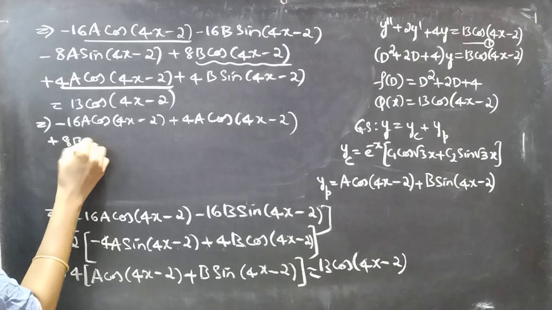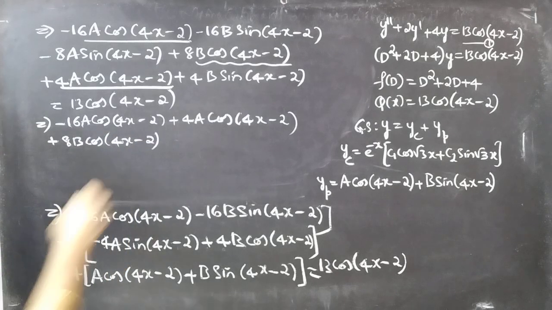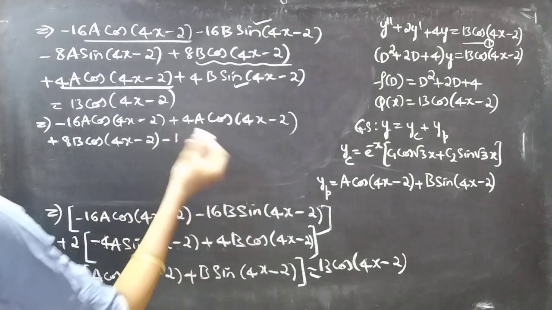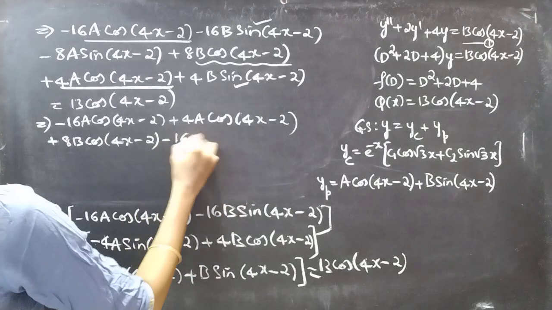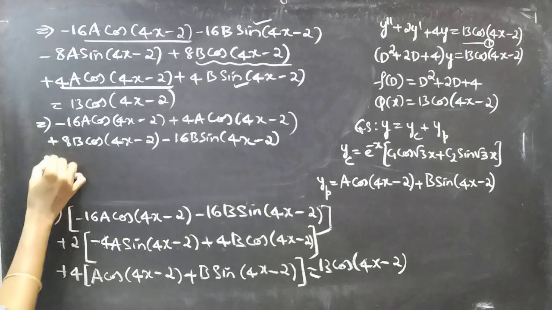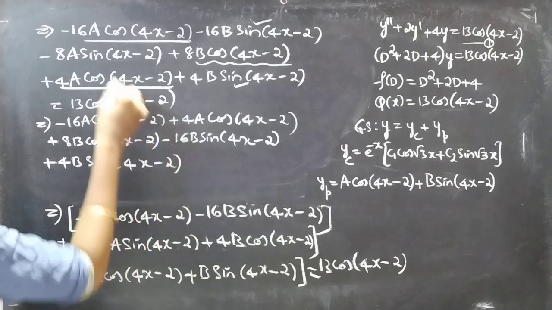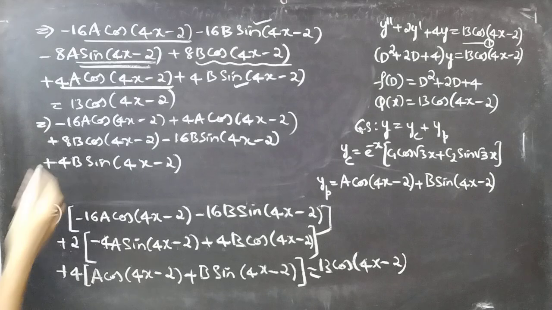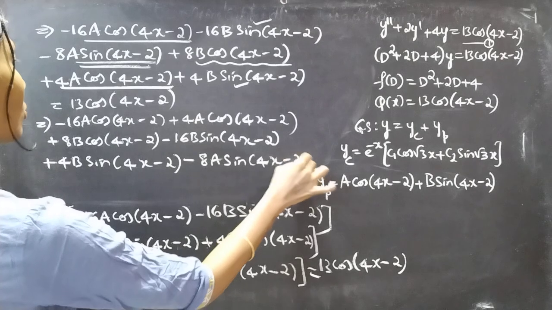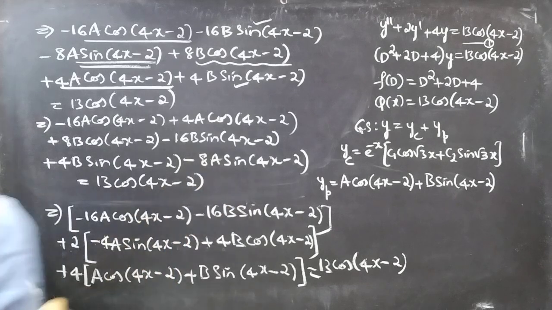Plus 8b cos of 4x minus 2. Now write the terms involving b sine of 4x minus 2. We have minus 16b sine of 4x minus 2 plus 4b sine of 4x minus 2. Now write the remaining term, minus 8a sine of 4x minus 2, equal to the RHS part, 13 cos of 4x minus 2.